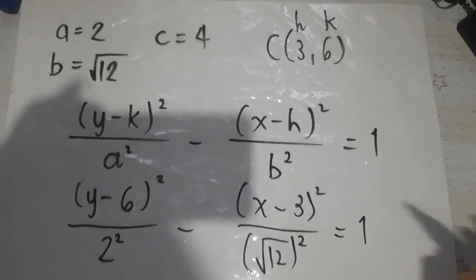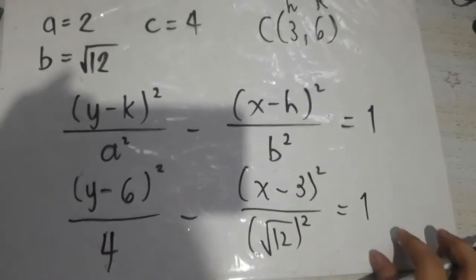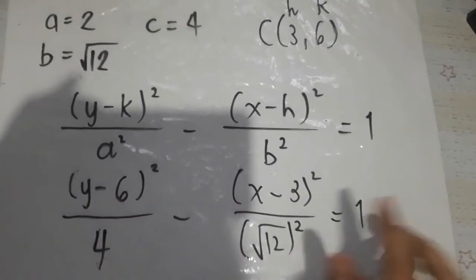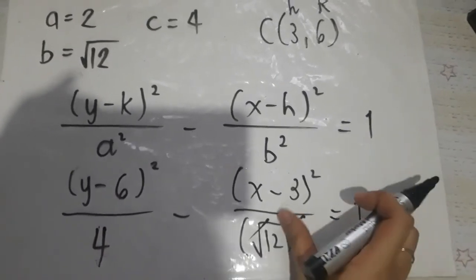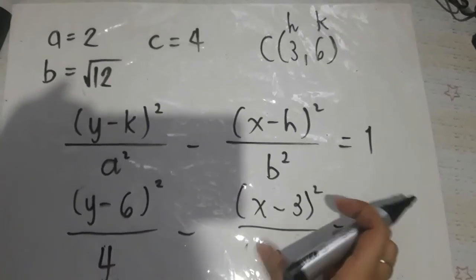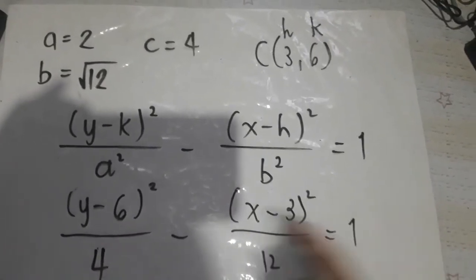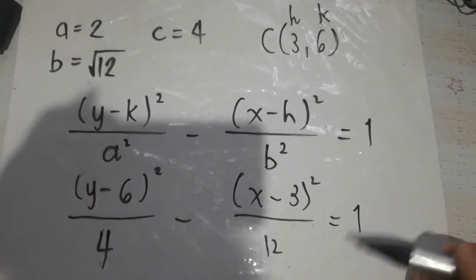Let's simplify the denominators. 2 squared is 2 times 2, that is 4. And the square root of 12 squared, you may cancel the radical, so this will become 12. So this is over 12. For the final answer, we have the quantity of y minus 6 squared over 4 minus the quantity of x minus 3 squared over 12 equals 1.